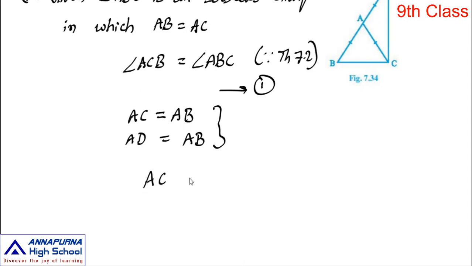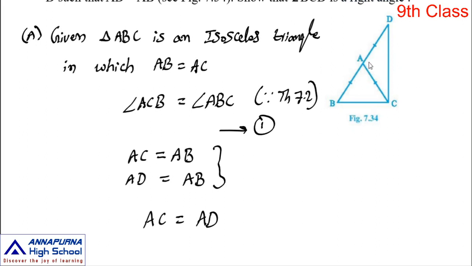See the figure. AC is equal to AD. So triangle ADC is an isosceles triangle.